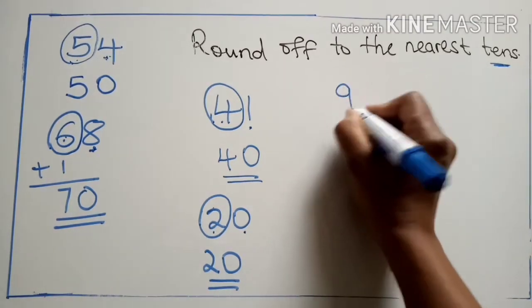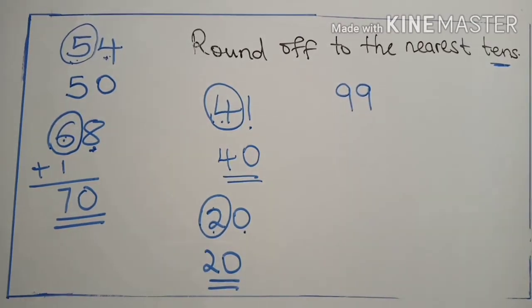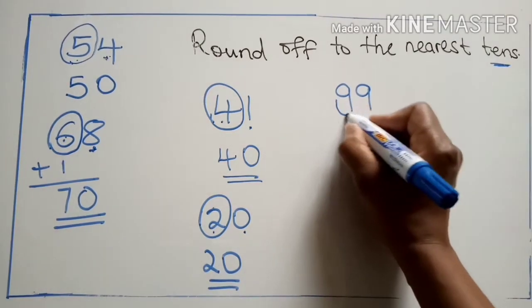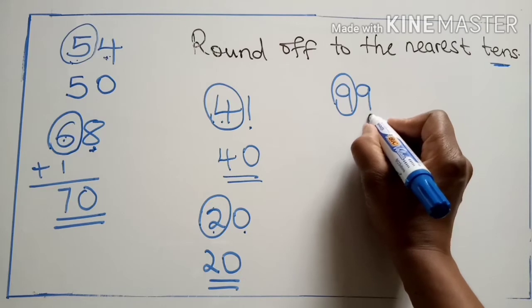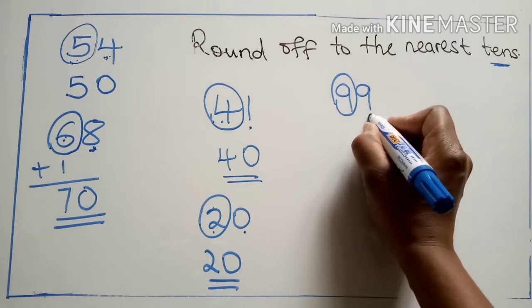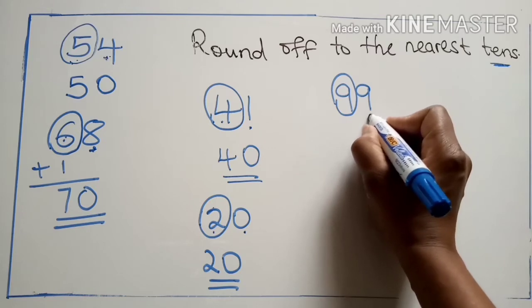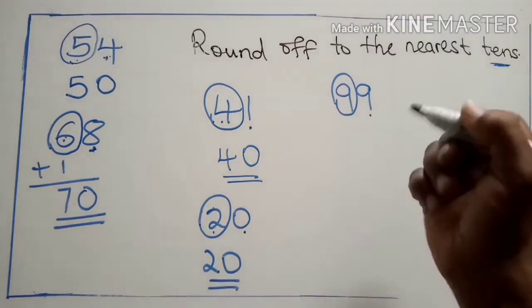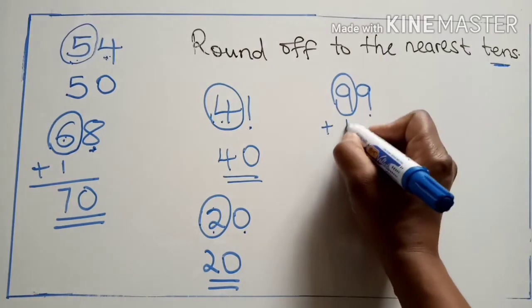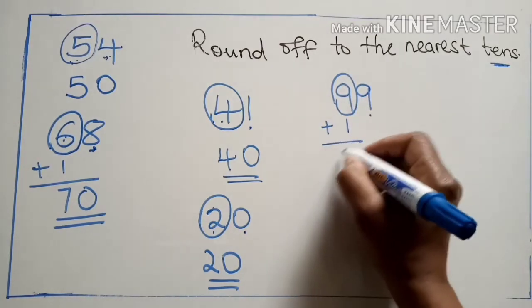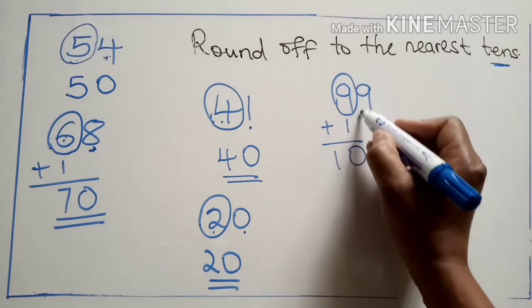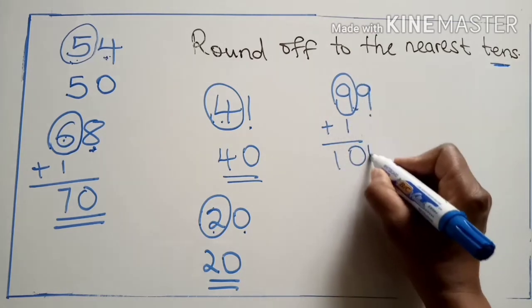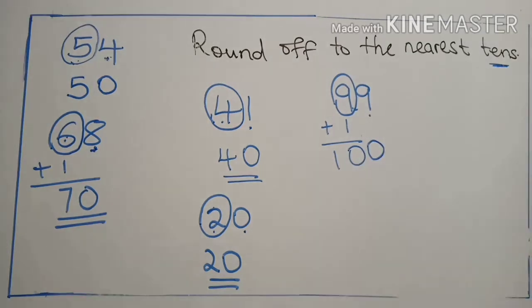Let's look at number 99. We want to round it off to the nearest tens. This 9 is the tens. Now, the number that is next to it is a 9. It is 5 and above. So that means we are rounding up. Rounding up means we are going to add 1 to our tens so that we have 10. Now, the number that is after these tens is converted to a 0. So that now we have 100.